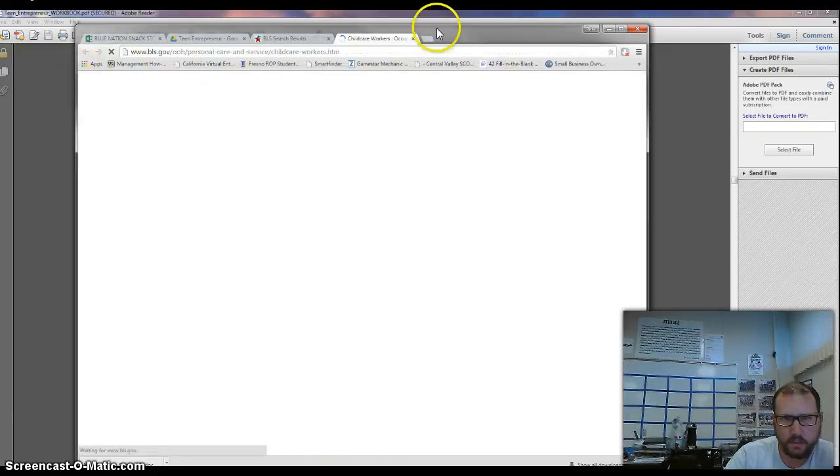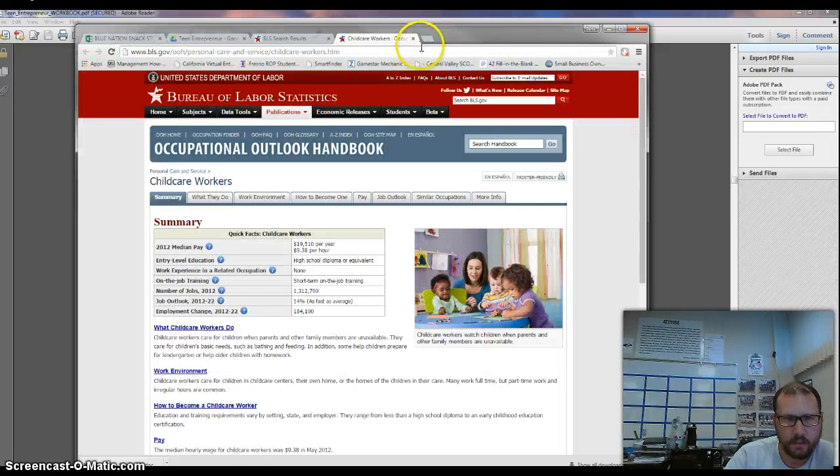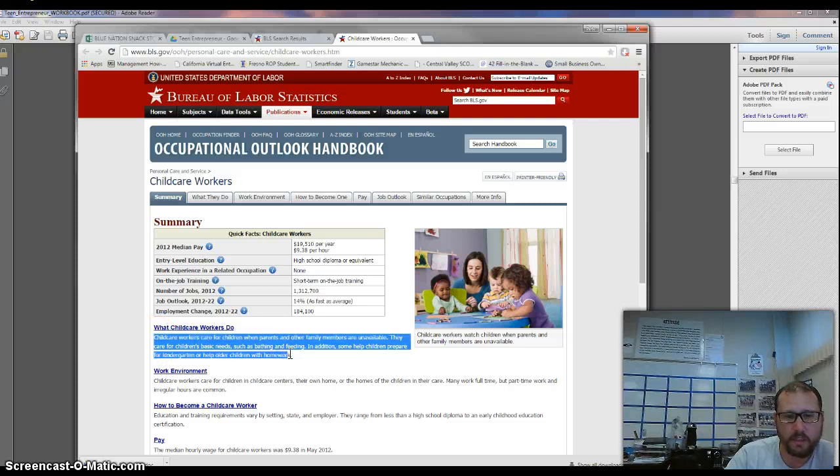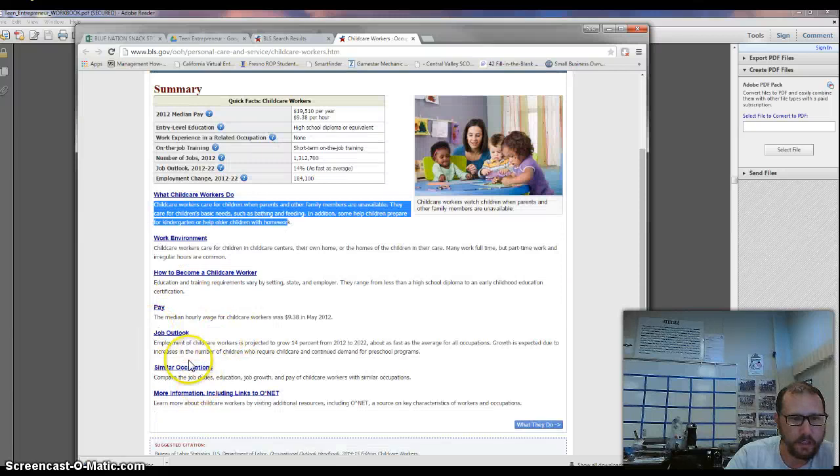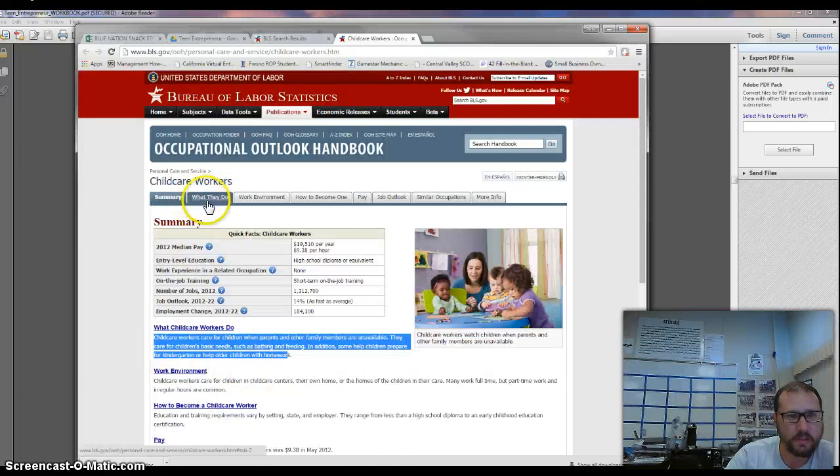No, actually, I think I saw a better one. No, this one works. So basically, this is a summary part, and you can see kind of what the median pay is, and this is statistics from 2012. Here it answers the question, what do child care workers do? So you can get some of the description of your services in there by looking at that. You can click on here and see what the work environment is. They talk about pay, they talk about similar occupations.